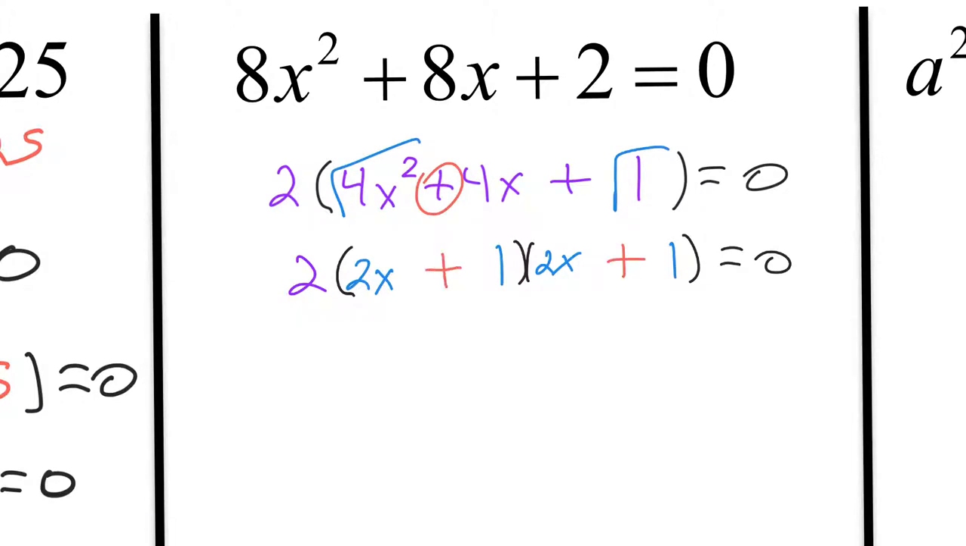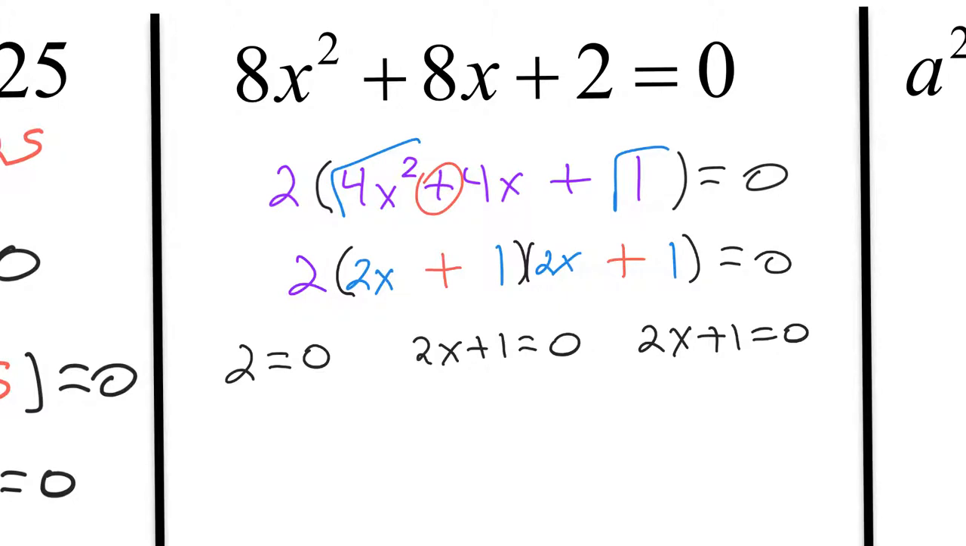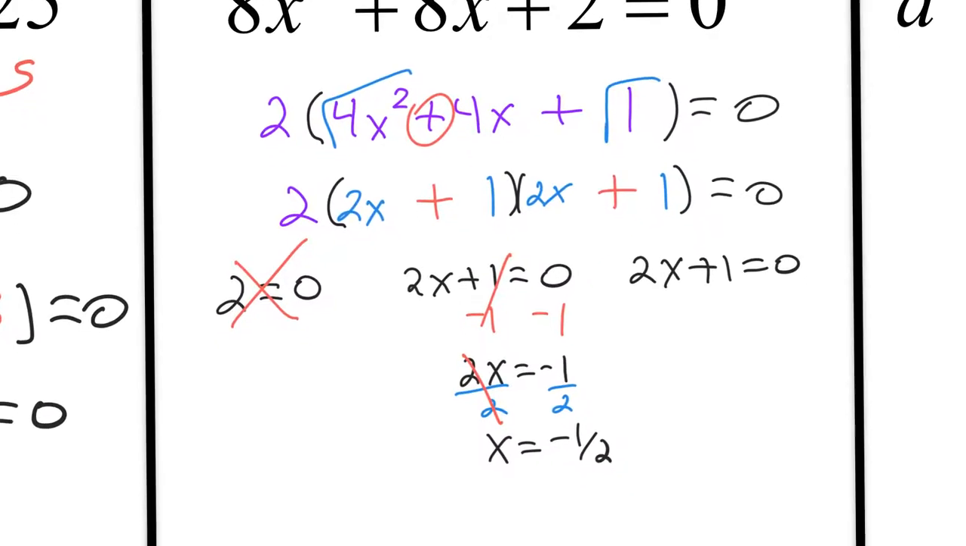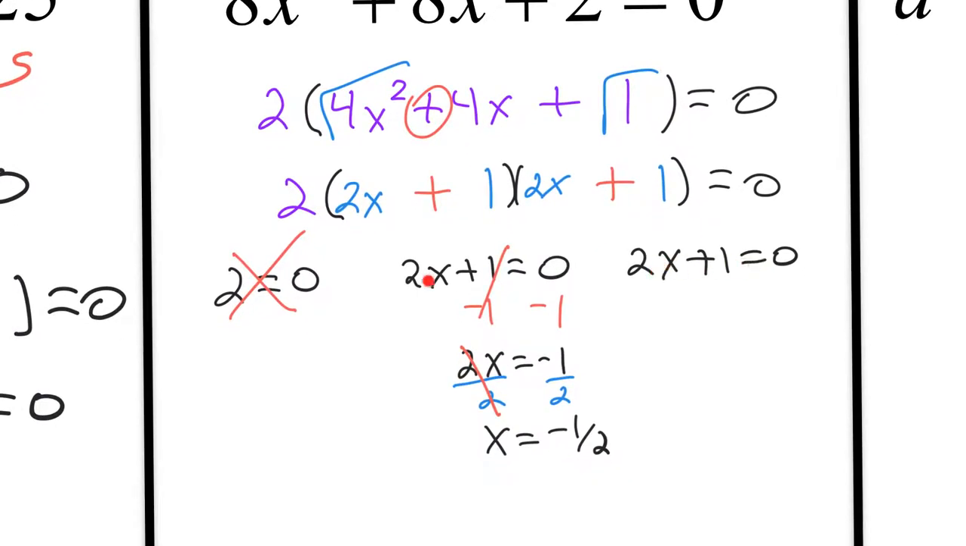Now you are going to set everything equal to 0. So I'm going to take the 2 outside of the parentheses, set that equal to 0. 2x plus 1 equal to 0. And 2x plus 1 equal to 0. Now this one here, 2 equals 0 is false, so you ignore that. It doesn't even have a variable, so you cannot solve. But over here, subtract 1 from both sides. So we get 2x equals negative 1. You divide by 2. So x equals negative 1/2. And the second equation, this one here, is the same one as this one. So you don't have to do the work again. I know that's going to be the same answer, x equals negative 1/2.